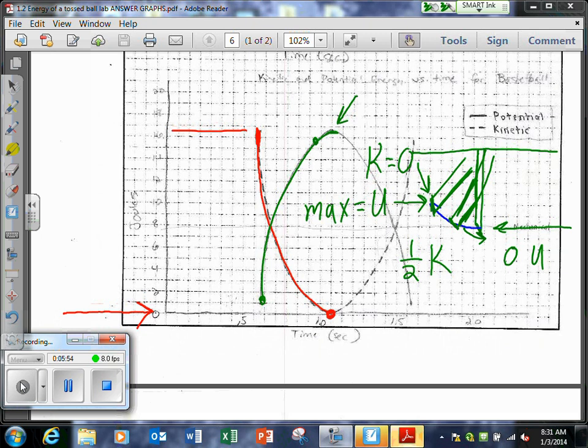So it has half kinetic energy and half potential energy. Does that answer your question? Okay, that's a good question.